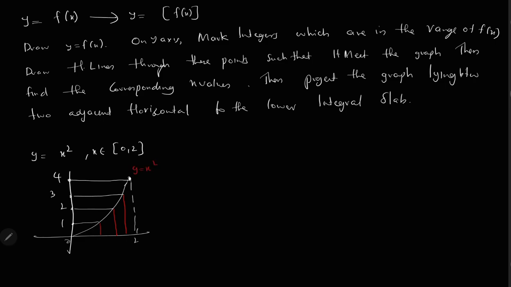y equal to x square. If x is 1, what is y? Sorry, if y is 1, what is x? Plus or minus 1. In this interval, 1. When y is 2, what is x? Root 2. And this is root 3. Okay. Now what to do?